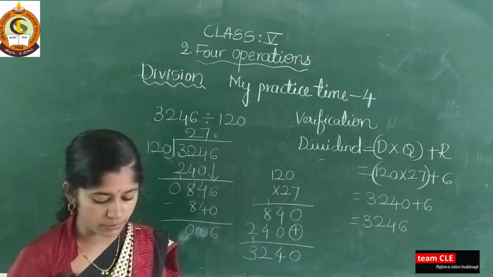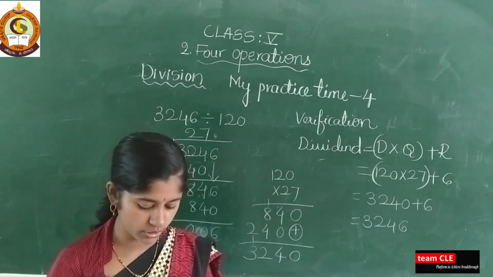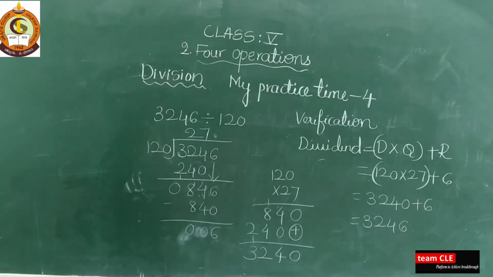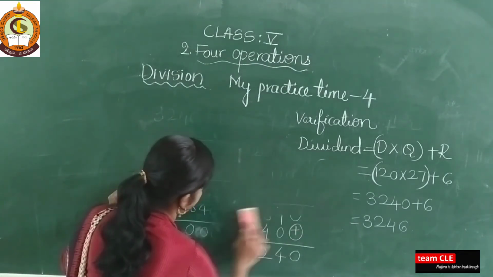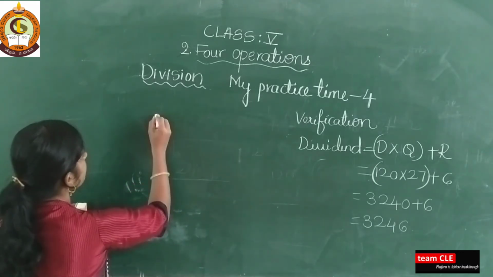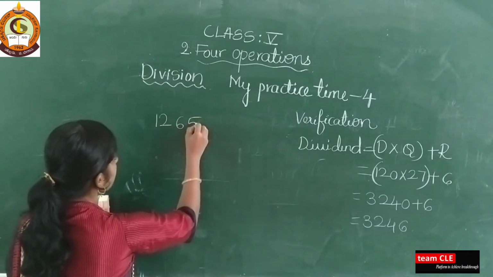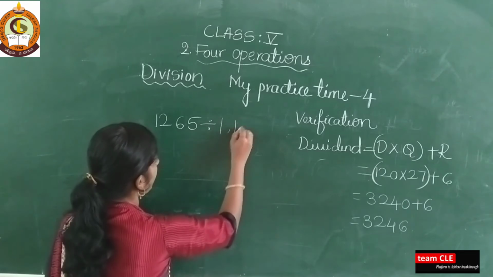Okay. So here few more examples are there in your textbook. My practice time 4. Try to solve those examples. Okay. So here I will take one more example. Here the divisor has 4 digits. So that is 1265 divided by 1100.